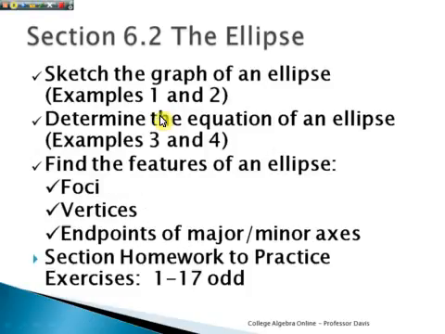Now in section 6.2, we move on to a new kind of graph. Now this is not a function as opposed to what some parabolas can be. This is an ellipse, kind of a football-shaped figure.